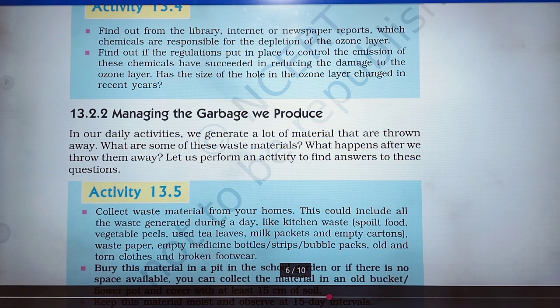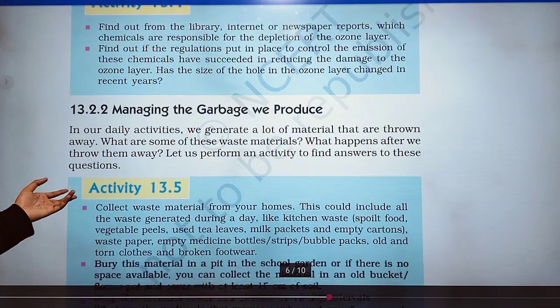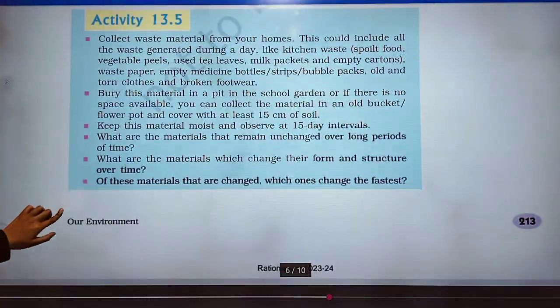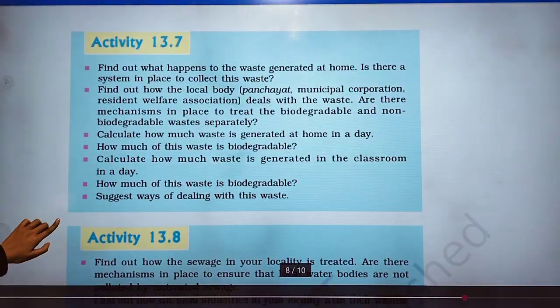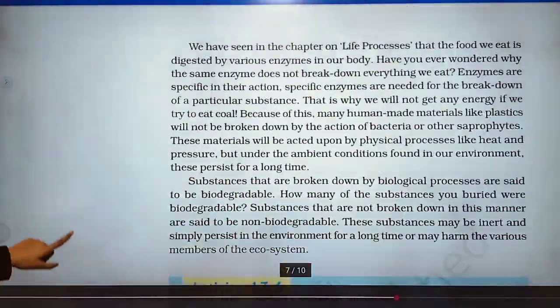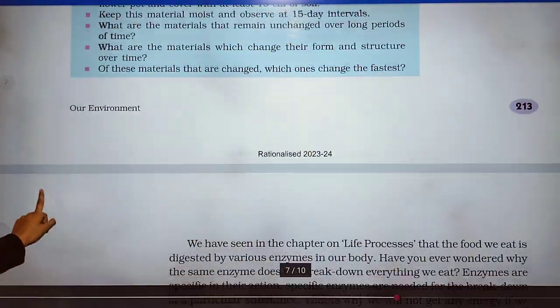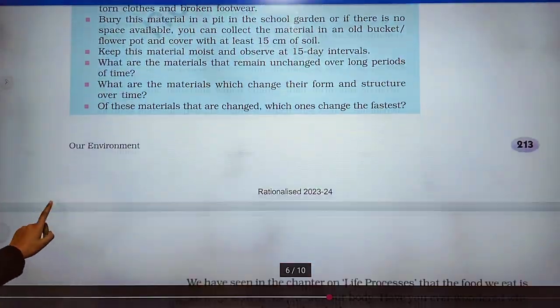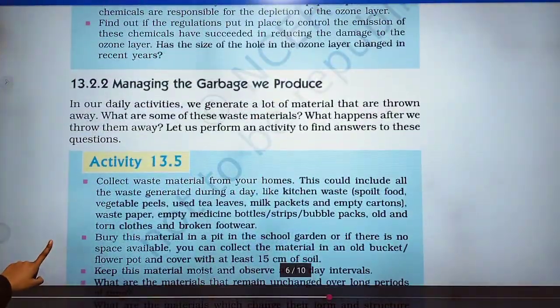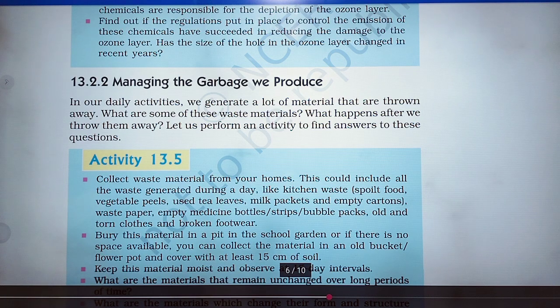Now, what are some of these waste materials? What happens after we throw them away? Let us perform an activity to find the answer to this question. Here is the answer to this question with the help of this activity. Let's see the activity, that is, collect waste material from your house.